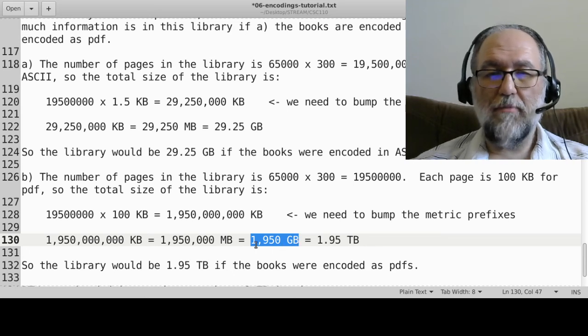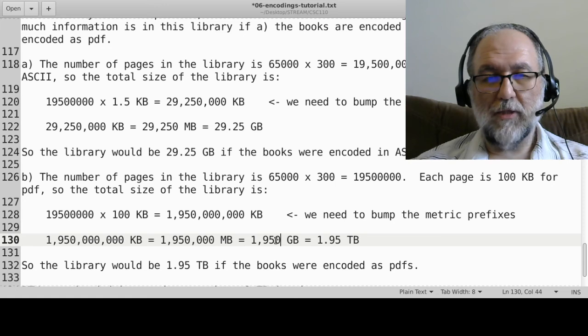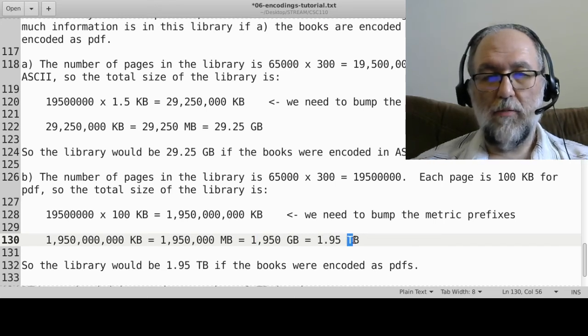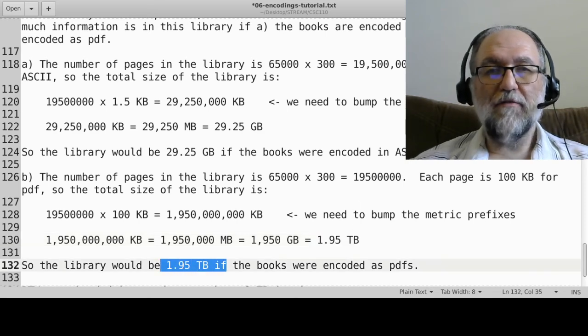Still too big. Divide by 1,000. And now we're not taking off zeros. We're just moving the decimal 3 to the right. 1, 2, 3. So where the comma is there, it gets a decimal. And so now we're at 1.95. And we go from giga to the next one up, which is terabytes. And so the answer is 1.95 terabytes.